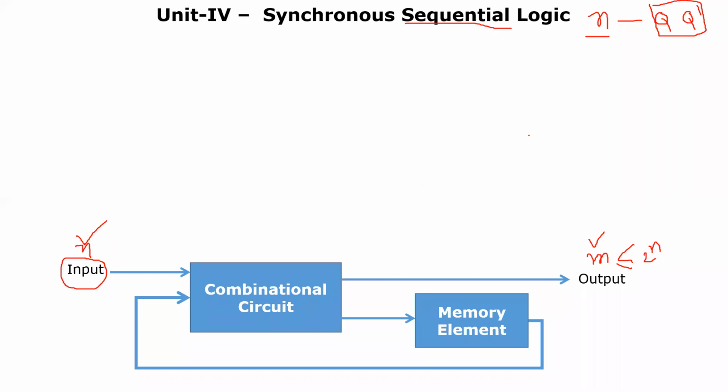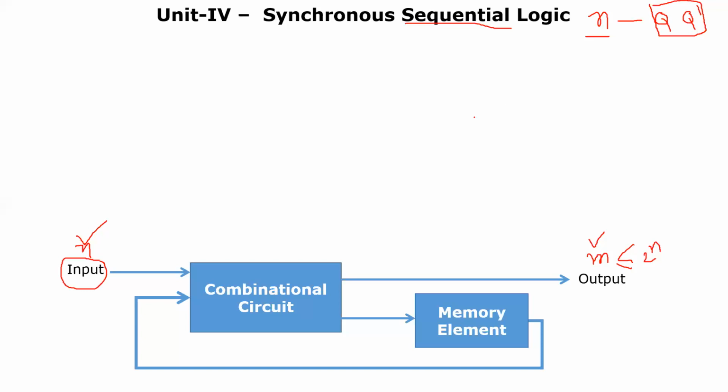Okay, let me repeat one more time. In combination logic, the number of inputs will be n and the number of outputs will be m, which is less than or equal to 2 power n. Whereas in sequential logic, the number of inputs might be n, and the outputs must be its original form and its complementary form. Only these two. This is the first difference.